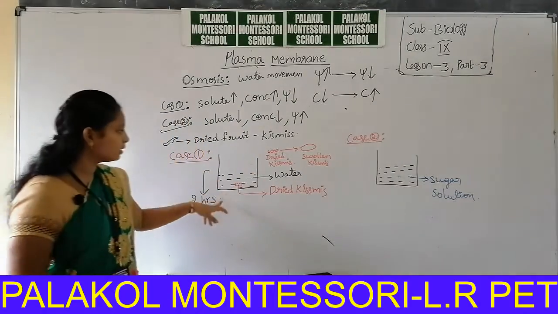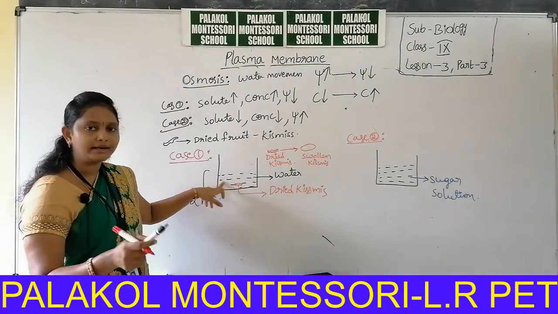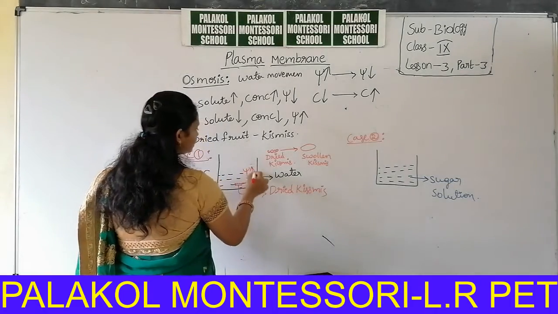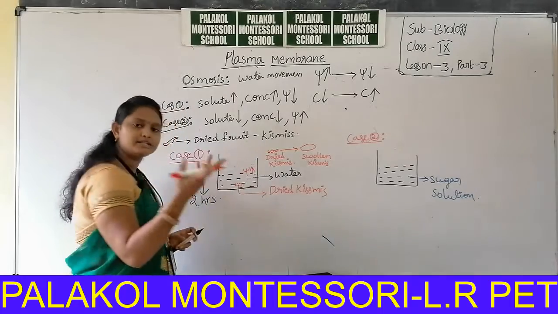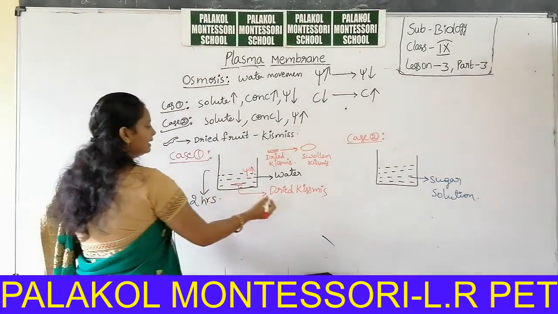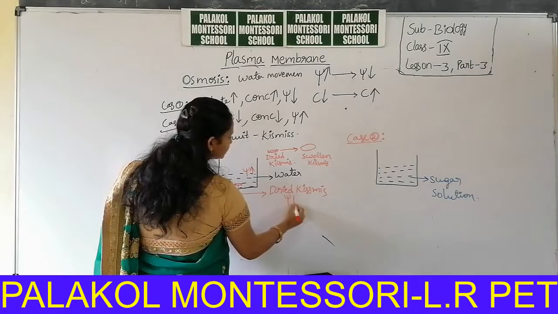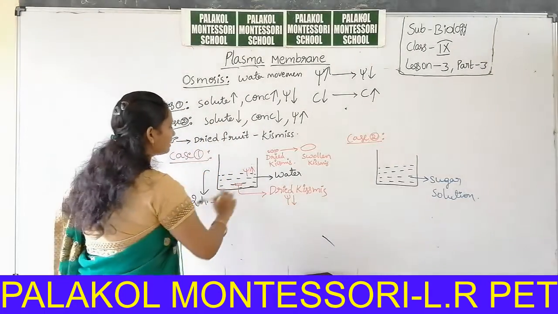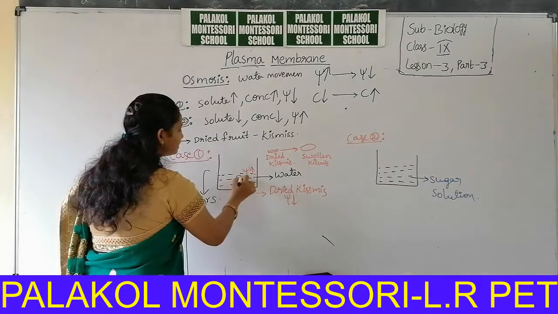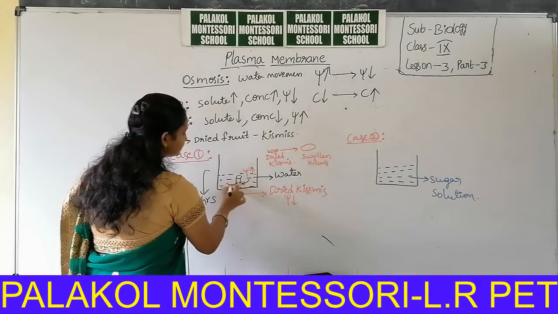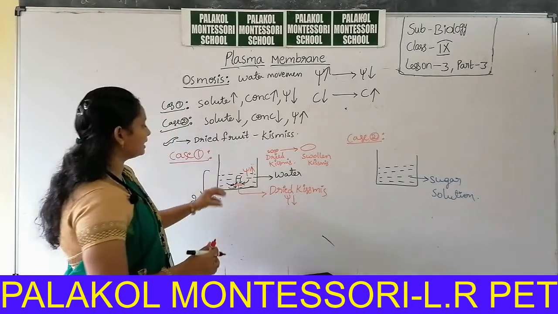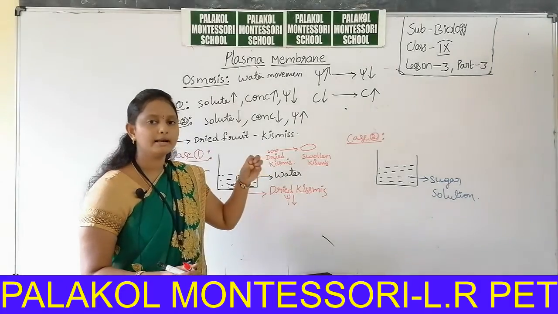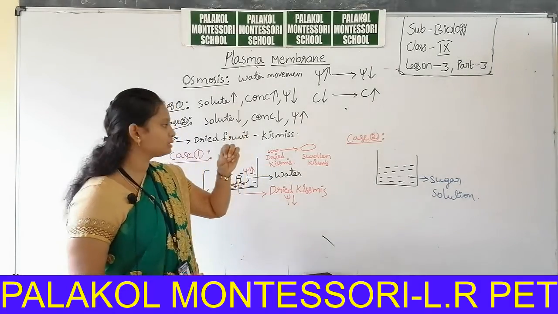Is it correct? So I have taken here water having high potential. In case of dried kismis, there is no water present, so water potential is very low. So water must come into the kismis. So the kismis takes that water and becomes swollen.